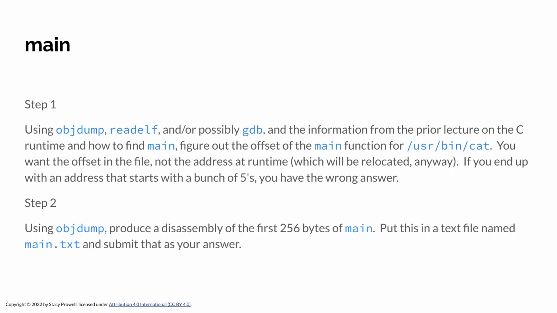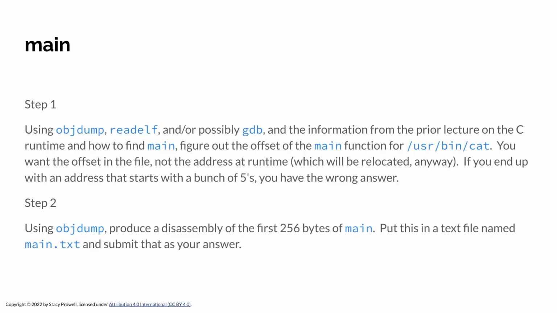Go and use that to figure out the offset of the main function for /usr/bin/cat. So that's the cat executable on your system. You want the offset in the file, not the address at runtime, which gets relocated. All right. So if you're using GDB, just be aware of that. So preferably you'll be able to use objdump and readelf, and you'll be able to figure it out that way. If you end up with an address that starts with a whole bunch of 5s, you've gotten the wrong answer, and you're probably doing it in GDB, and you're not taking into account some of that stuff. You've let it start your program. Don't let it start your program.